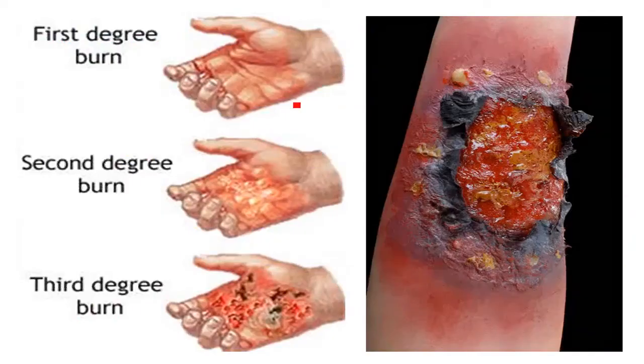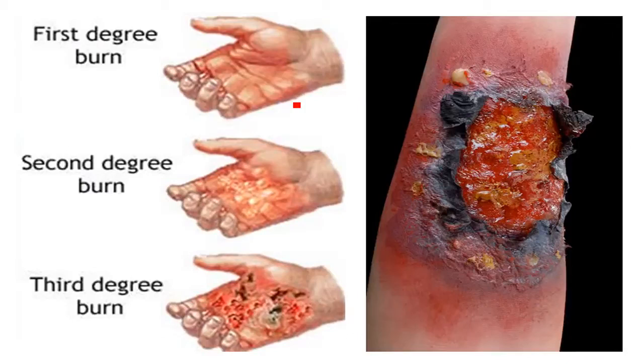Now, here are some pictures of different types of burns. Your first-degree burn typically is going to look very red. It will be swollen and painful. Now, a good example of this is a severe sunburn, and of course we all know that that's going to last just a few days, and there won't be any scarring.